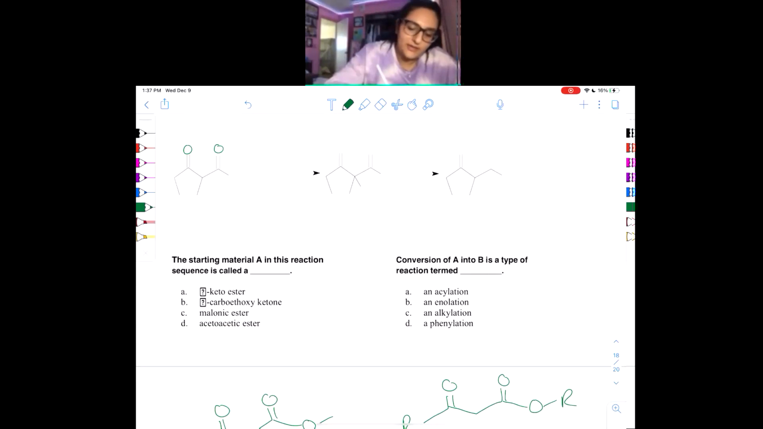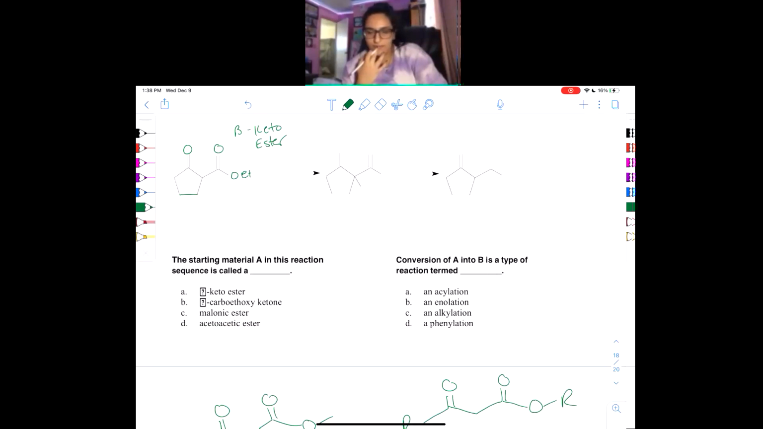So since this one right here doesn't have just the acetate group here, this is going to be a beta ketoester and not an acetoacetic ester. Does that make more sense? So the short version would be, because of this big R group not being just a CH3, it's not considered an acetoacetic ester.